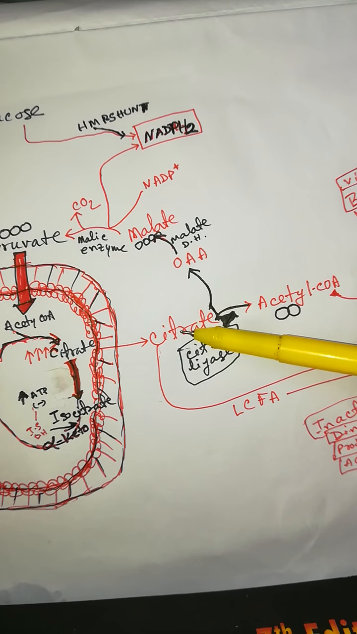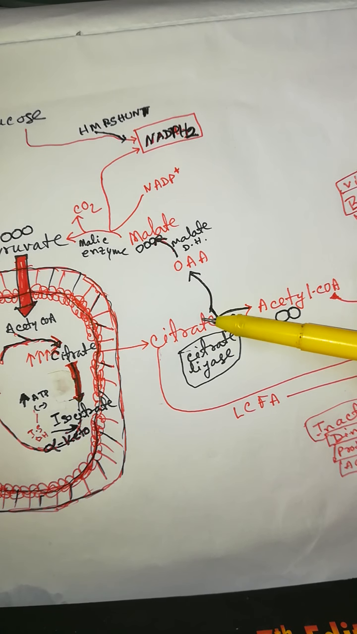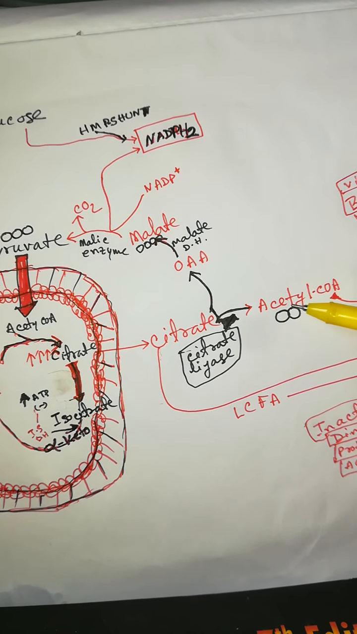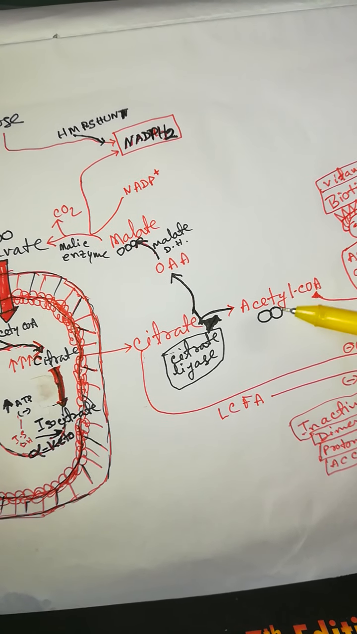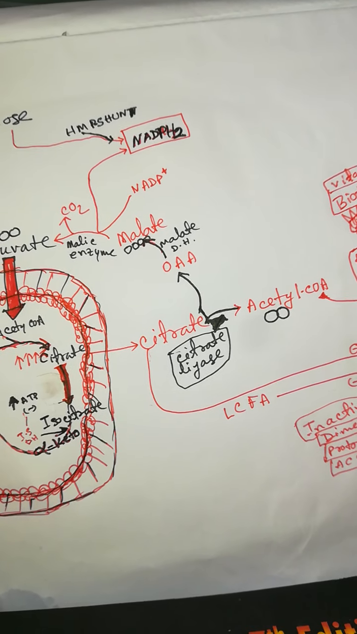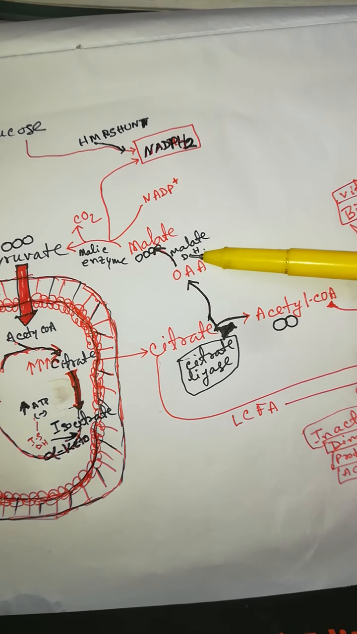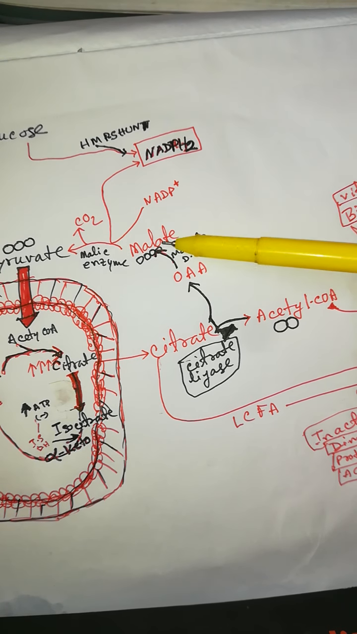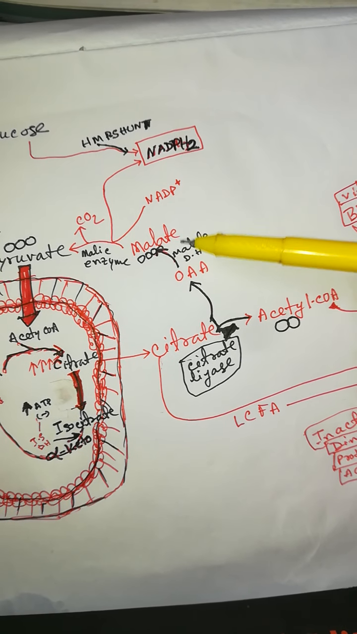We know citrate is a 6 carbon containing substance. Now citrate is broken down into oxaloacetate, 4 carbon containing oxaloacetate, and 2 carbon containing acetyl CoA. This acetyl CoA is needed for synthesis of fatty acid. You follow here. 4 carbon containing oxaloacetate is converted into malate by malate dehydrogenase. It is a reversible reaction.